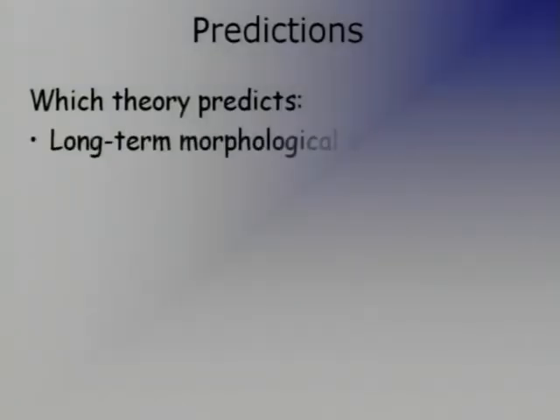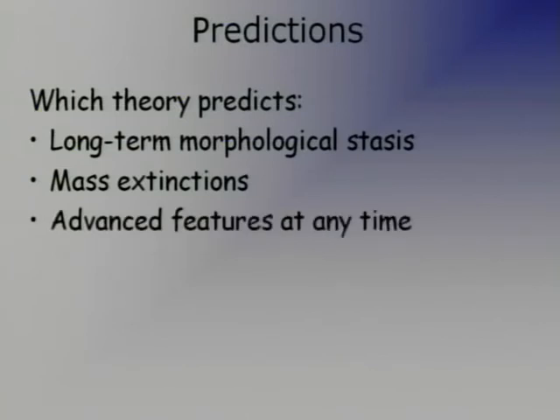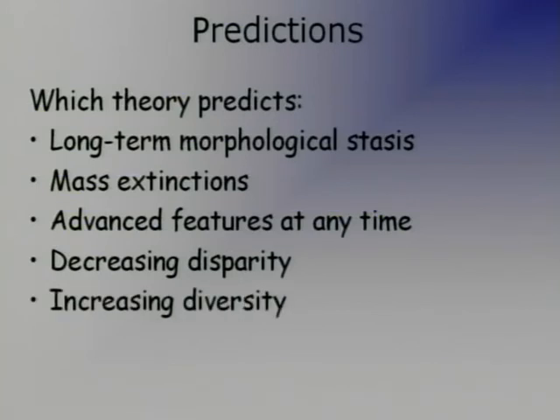So I'm just going to finish off now with predictions. Now, I want to ask the question, and I'm going to leave it unanswered. Well, partially. You can press me on it later if you like. Which theory predicts long-term morphological stasis in the fossil record? Which theory predicts mass extinctions? Which theory would predict advanced features at any time in the geological record? And which theory would predict decreasing disparity but increasing diversity in the fossil record?